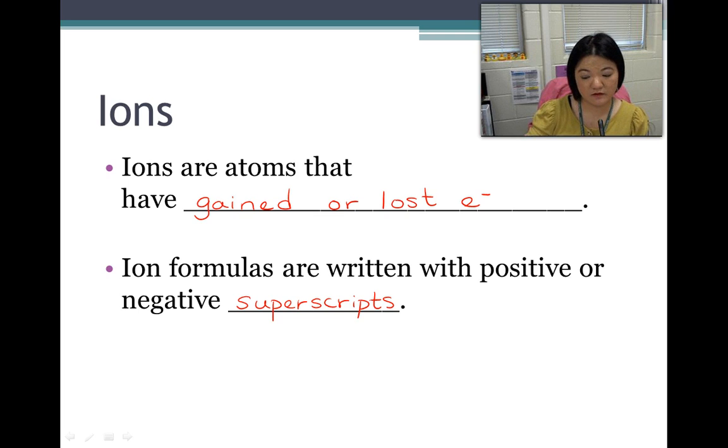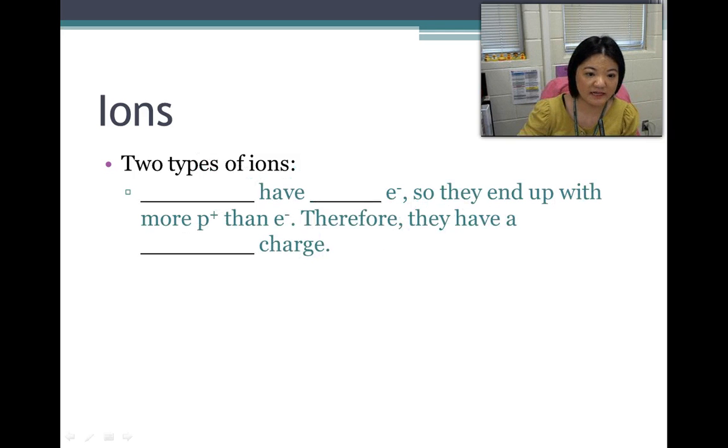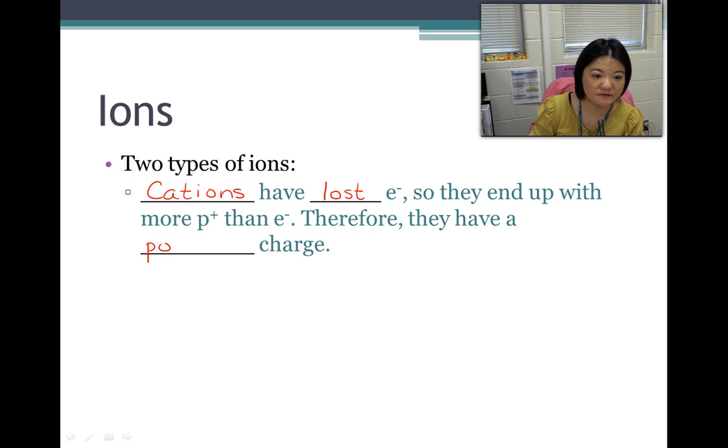Alright, there are two types of ions. We can have a cation, C-A-T-I-O-N. Cations have lost electrons. Since they have lost electrons, they have more protons than electrons, and since they have more protons, they're going to be positive.